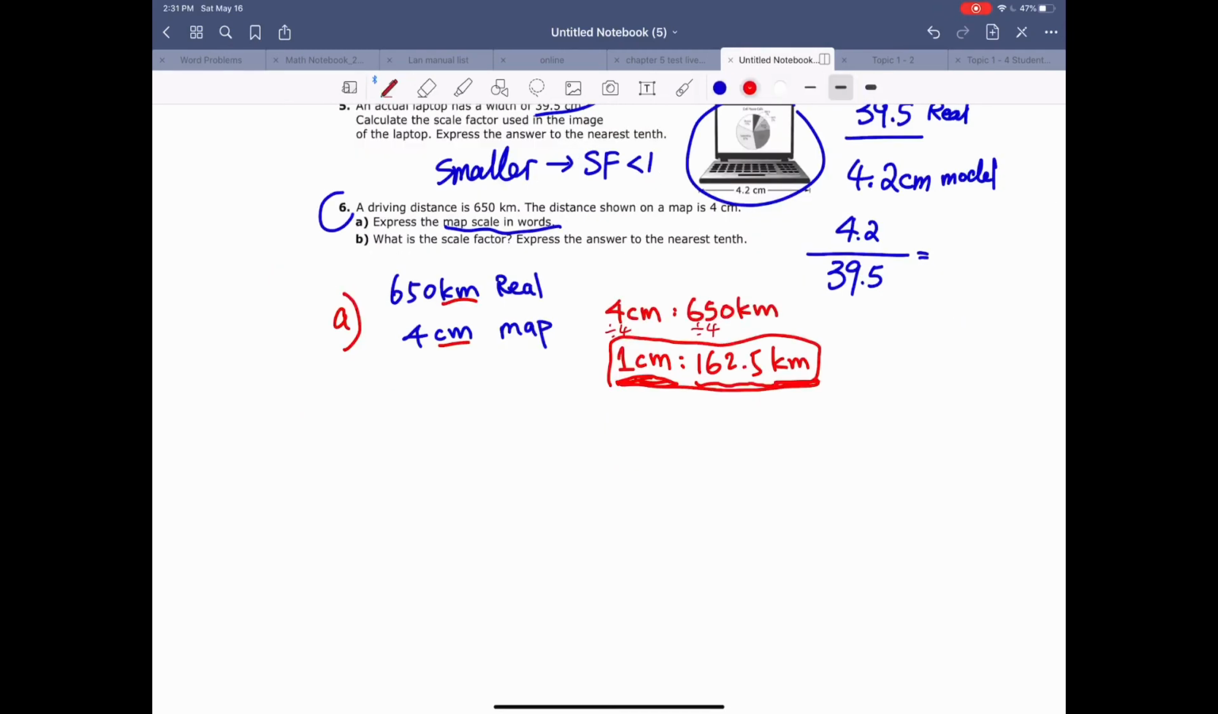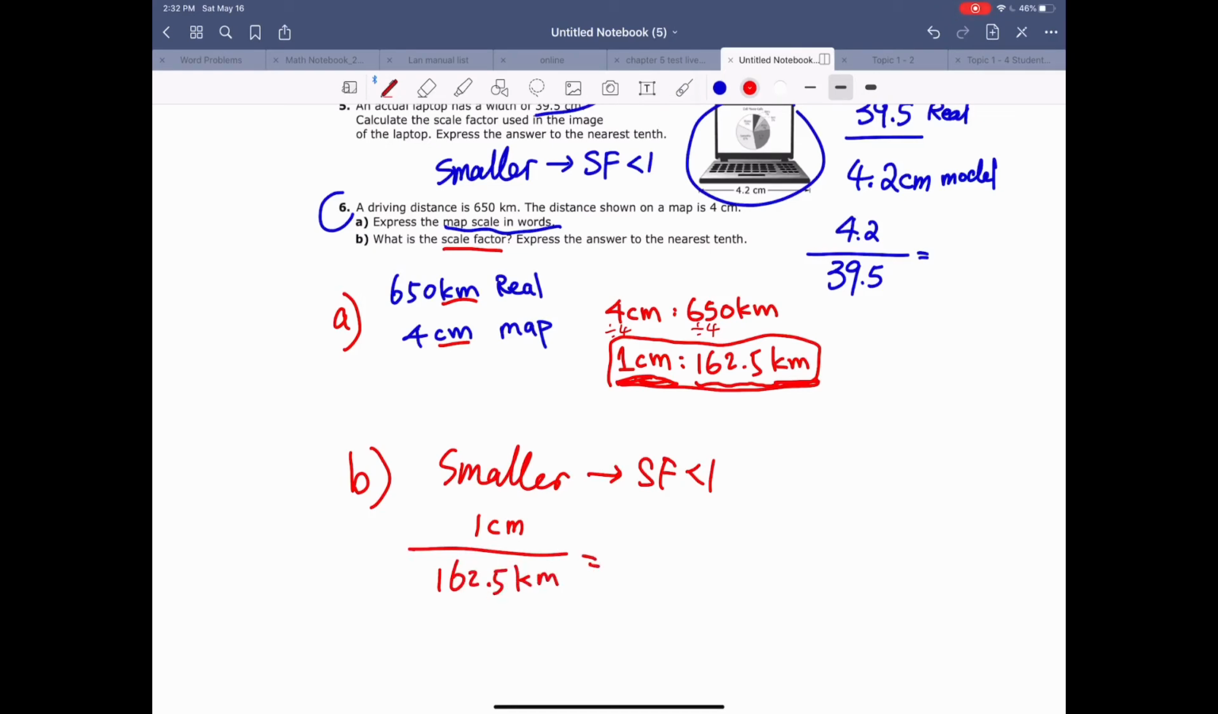Then they ask you what the scale factor is. Whenever you want to calculate scale factor, you want the units to be the same, and you give a number as the answer, not a ratio, not a proportion. So for B, the scale factor, you're making it smaller, of course, because it's a map. So your scale factor has to be smaller than 1, and your centimeters should be on top. Then the kilometers. We do have to change the units to be the same.